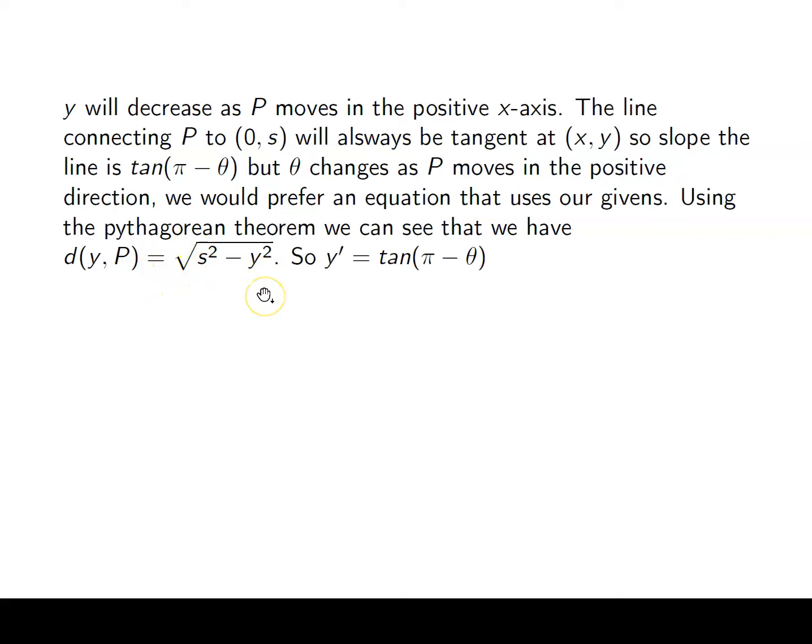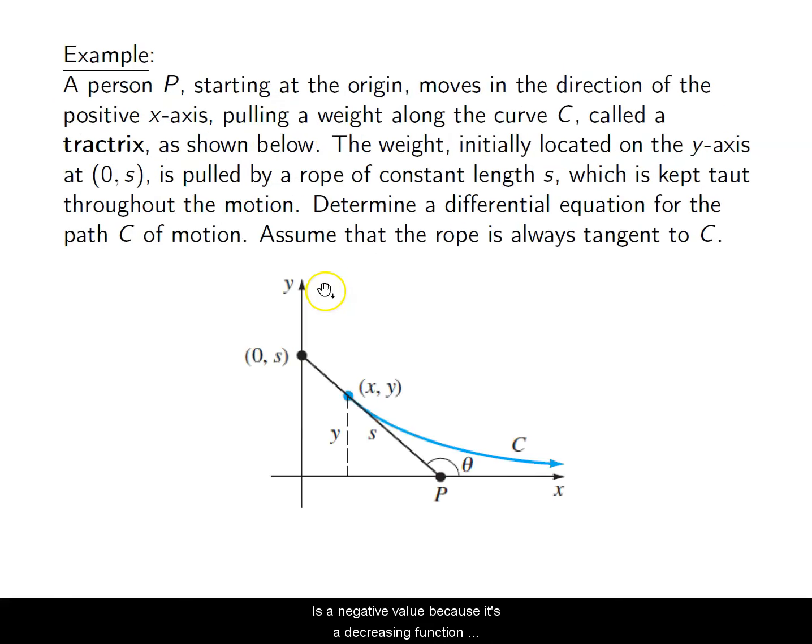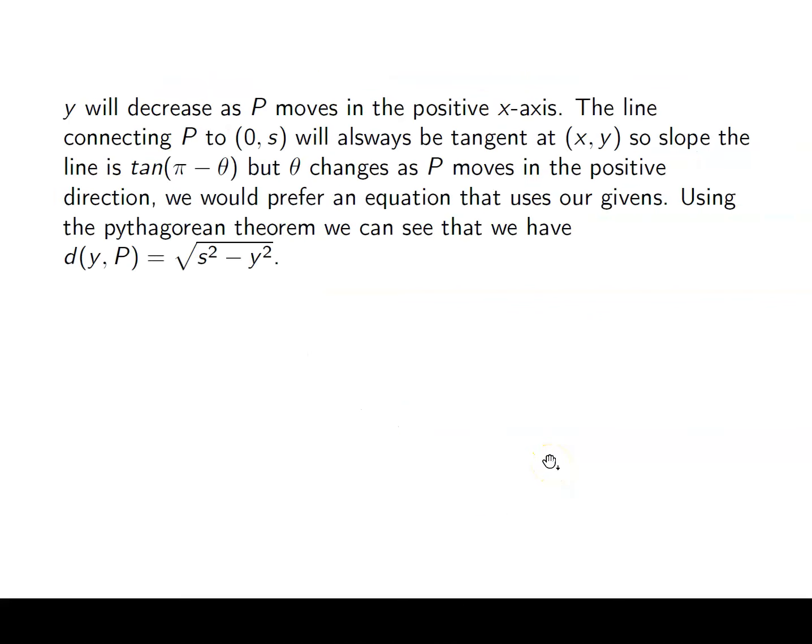minus Y squared, right? So Y prime, the rate of change here, is tangent of pi minus theta, which is just the same thing as that solved triangle. Here Y is decreasing, so we have to make this negative, right? So the rate of change here is a negative value because it's a decreasing function. I'm decreasing over time. So I'm basically just solving this triangle and finding the tangent of this triangle in order to represent my rate of change.